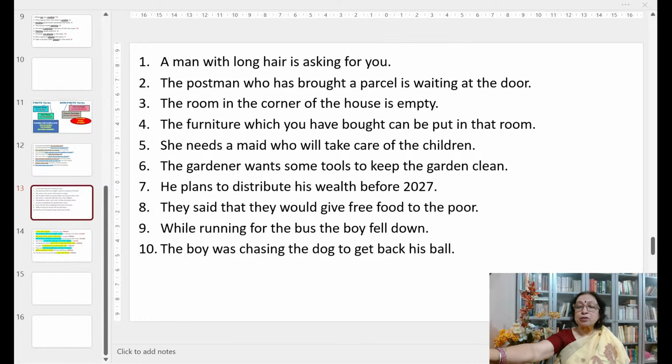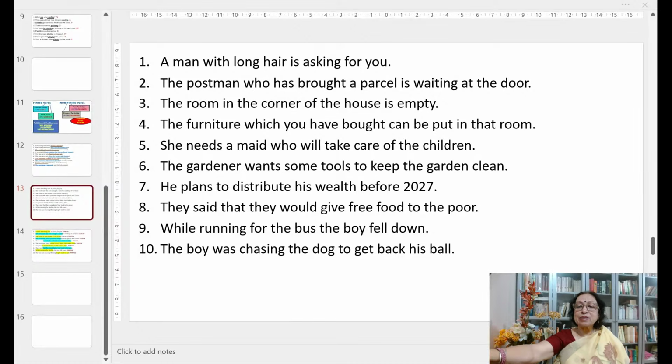Boy was watching what? To distribute wealth before 2027 is phrase, right? That they would give free food to the poor is clause, right? Santosh, I didn't get any other answers from you. Only first time. Would give free food to the poor is phrase, yes. To distribute his wealth is okay, phrase. You got 7 out of 10. Okay, that's very good. It's a little more practice.